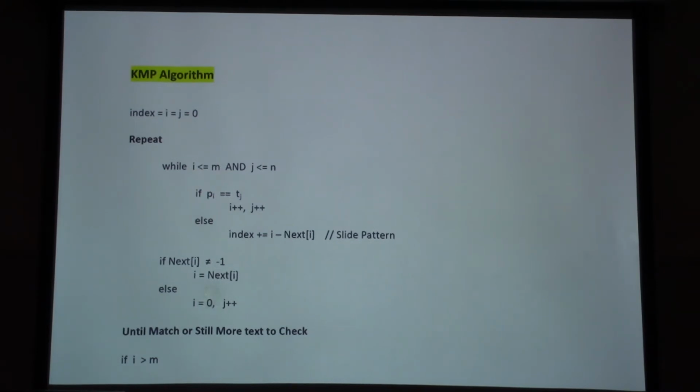If we mismatch pattern index 5 and text index 100, and the next table says 0, then we're going to compare pattern index 0 against text 100. Any non-negative value says j in the text stays the same, and the pattern takes whatever the next table says. Minus 1 is a special case where minus 1 means 0 for the pattern, 1 more for the text.